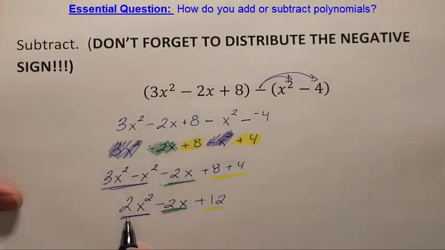My purple is one unit of a 2x squared. There are no other 2x squareds. My green was the units of x, and there are no other x's. And my yellow were the units of constants, and I see there are no constants. So that is my final answer, and I'm done.